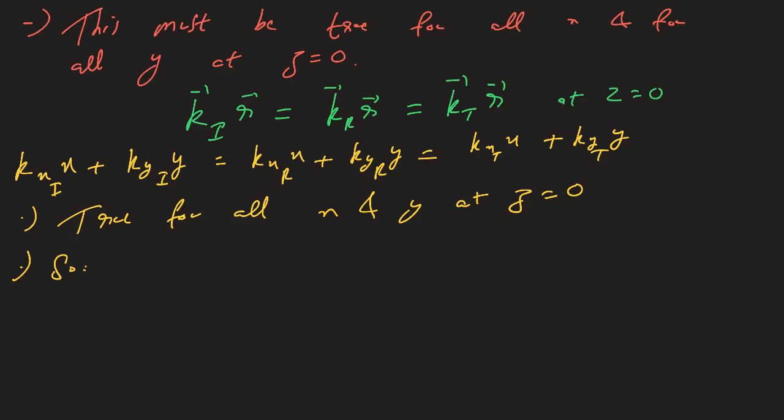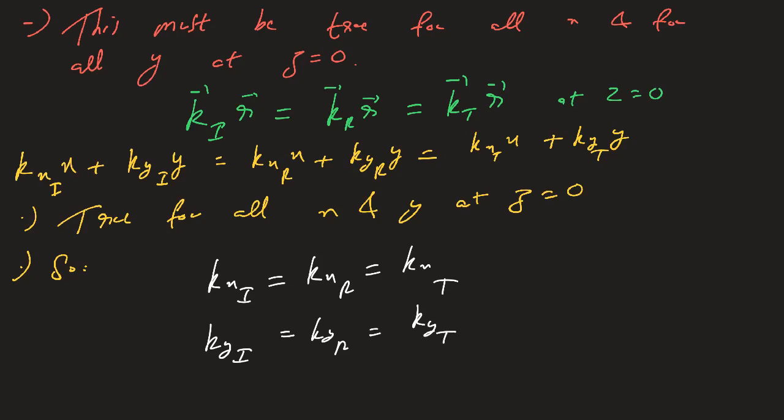So since this is true for all x and all y independently, essentially what this means is that you have two equations here. One is that k sub xi is equal to k sub xr, which is equal to k sub xt, and the other is k sub yi is equal to k sub yr is equal to k sub yt. Okay.